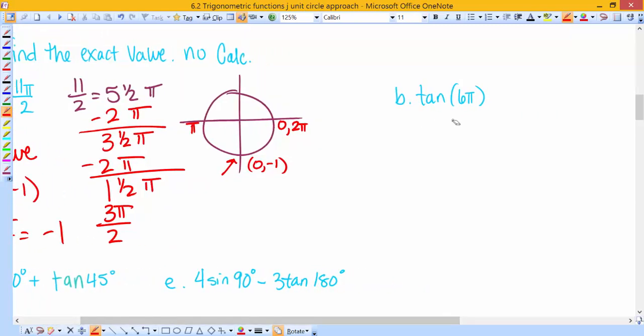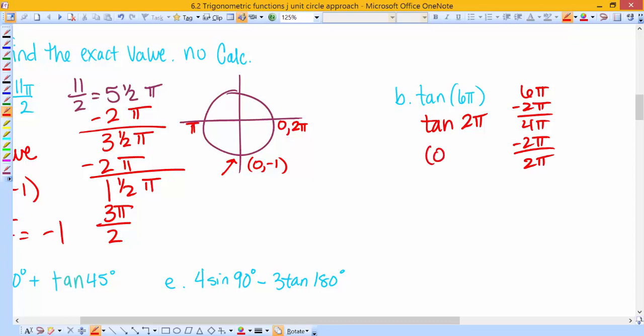B, I'm going to use the same circle here. B is the tangent of 6 pi. So 6 pi, if I start at 0, 1, 2, 3, 4, 5, 6, 6 pi is the same as tangent of 2 pi. I can start with 6 pi, subtract 2 pi, I get 4 pi. Subtract 2 pi, I get 2 pi. Okay, now I know where I need to be on the unit circle.